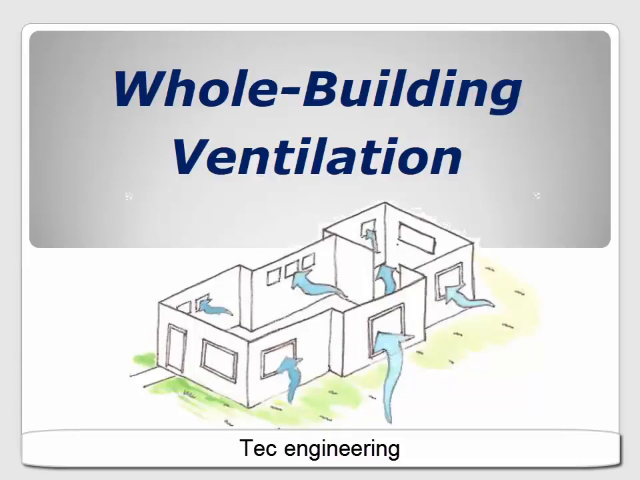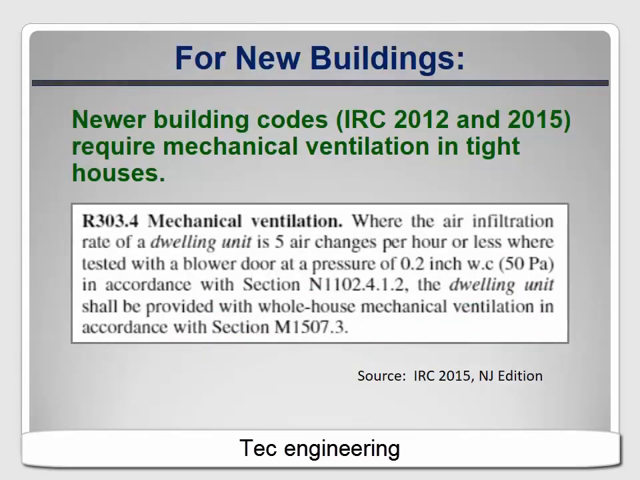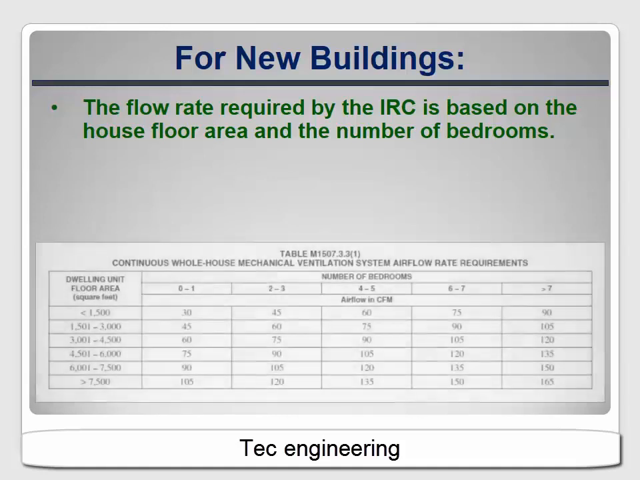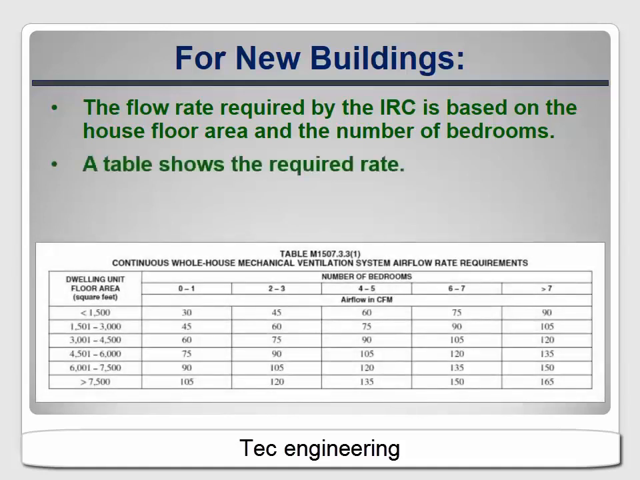The latest building codes call this whole house mechanical ventilation. ASHRAE 62.2 calls it whole building ventilation. Current residential codes address the use of whole building ventilation, but it's only required in particularly tight houses. The flow rate required by the IRC in those tight houses is based on the floor area of the dwelling and the number of bedrooms. A table is included that allows the required rate to be easily determined.